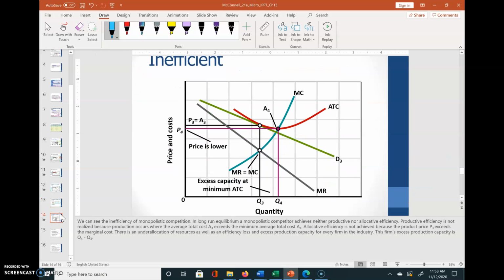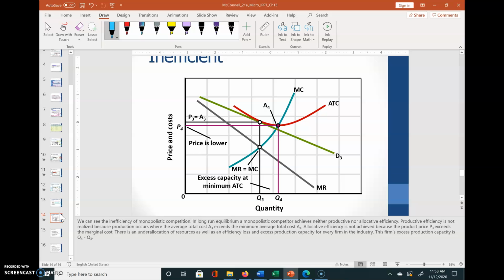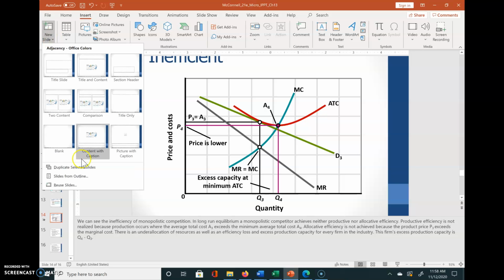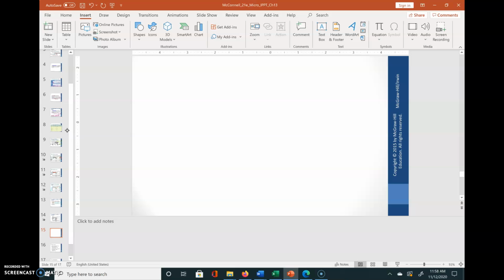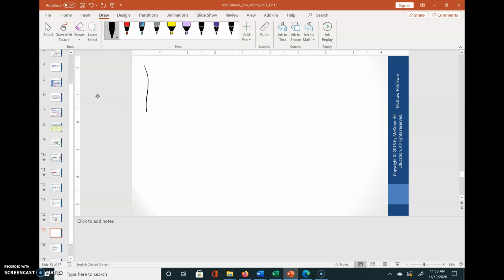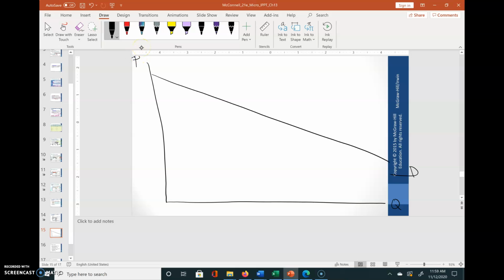So this is a graph that shows us why monopolistic competition is inefficient. I want to go ahead and draw the graph in front of you so that it makes more sense. So I will go ahead here and insert another slide and redraw the whole thing. So bear with me here. Definitely is not drawn according to scale. Again, I have this two-quadrant graph. I have quantity and price. This is my demand curve.